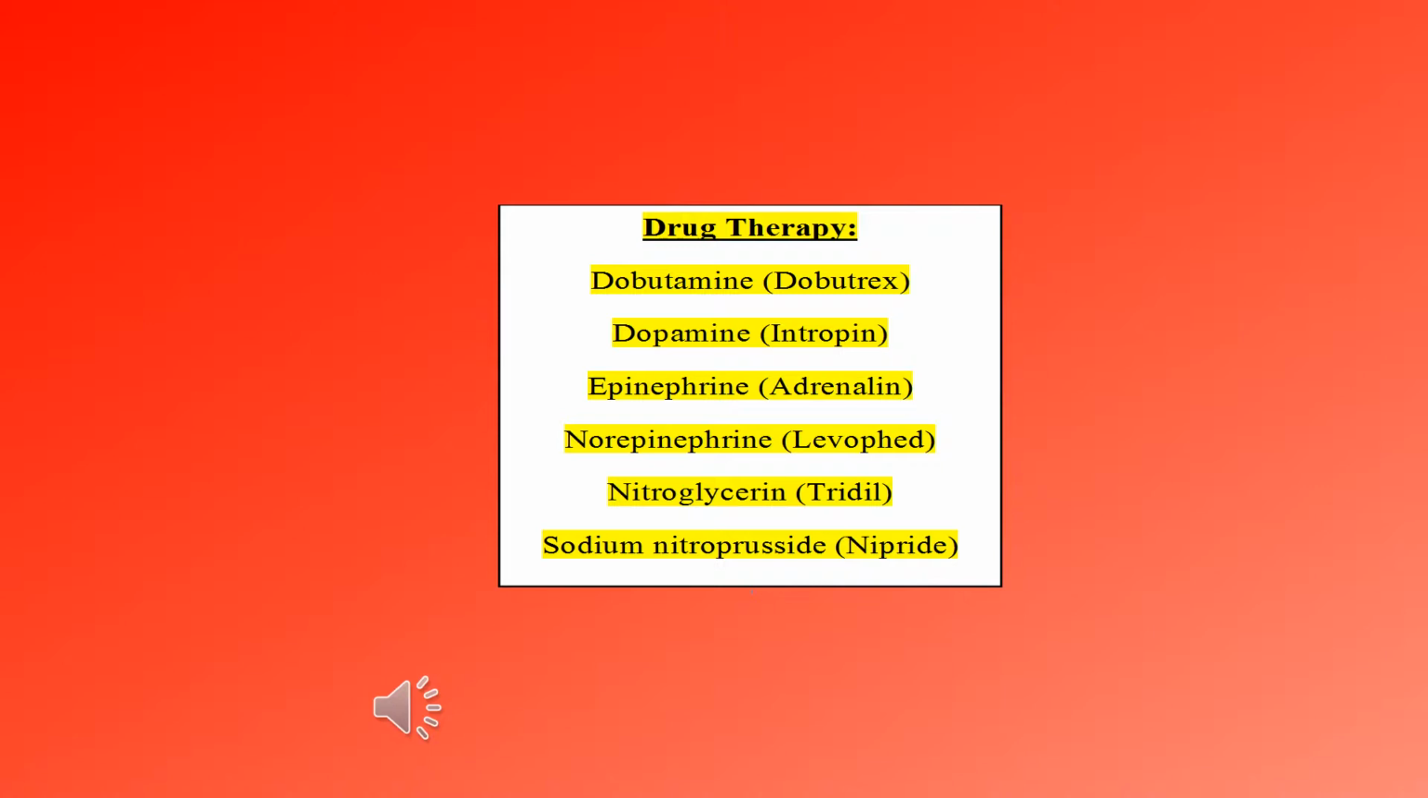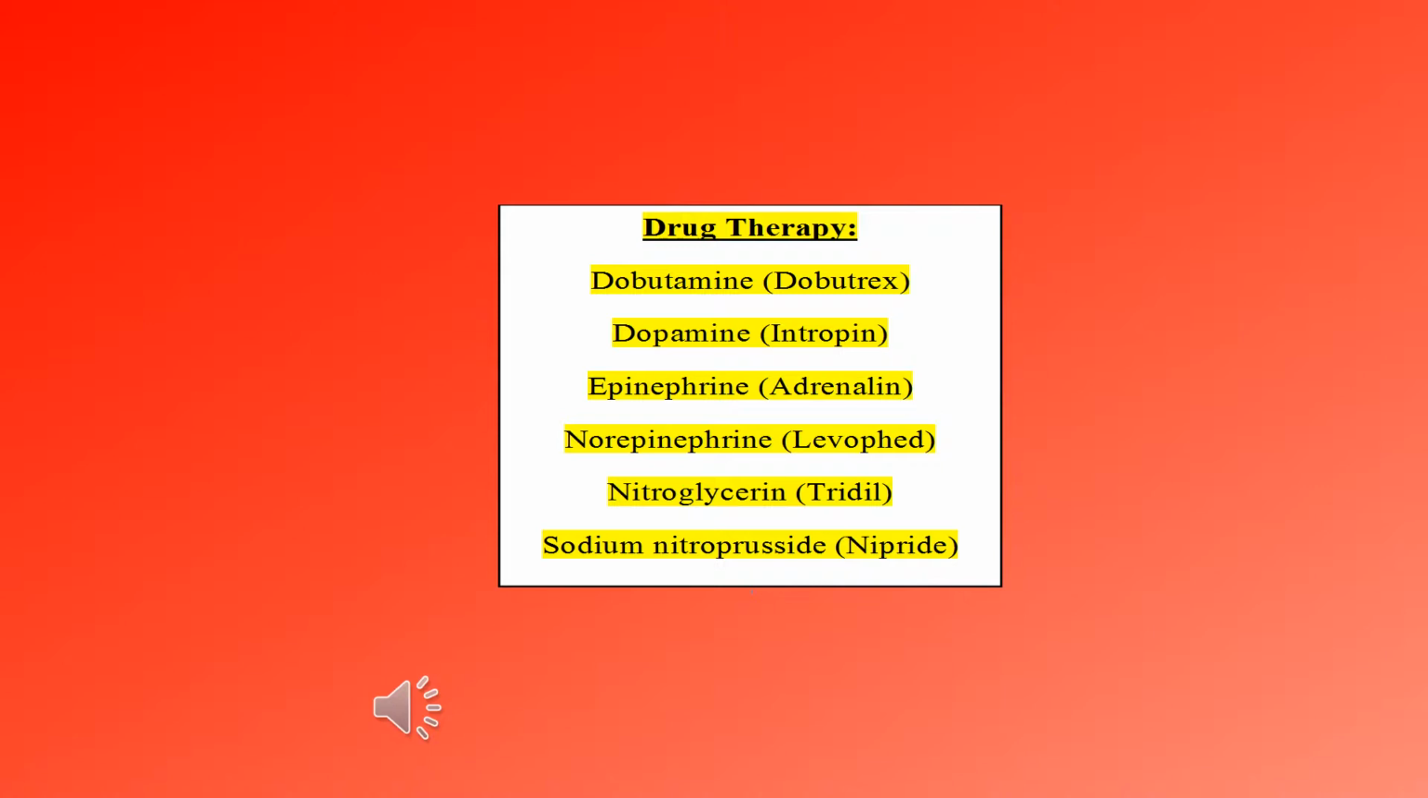The pharmacological goal of the cardiogenic shock patient is to try and reduce the workload of the heart while optimizing cardiac output. This can be accomplished with vasopressors or vasodilators. Our first two drugs we will begin with are dobutamine and dopamine. Let's start with how these drugs are similar.